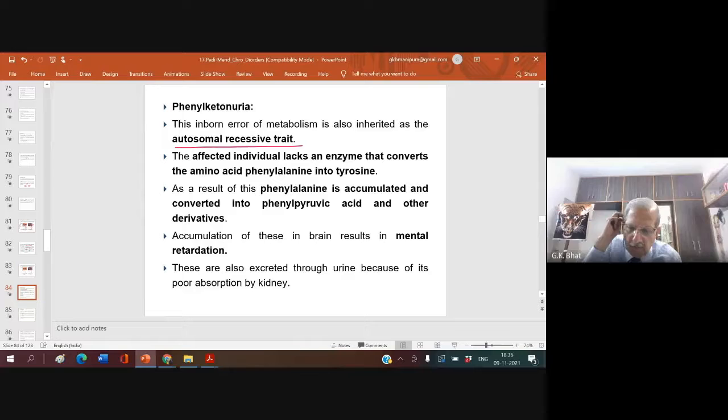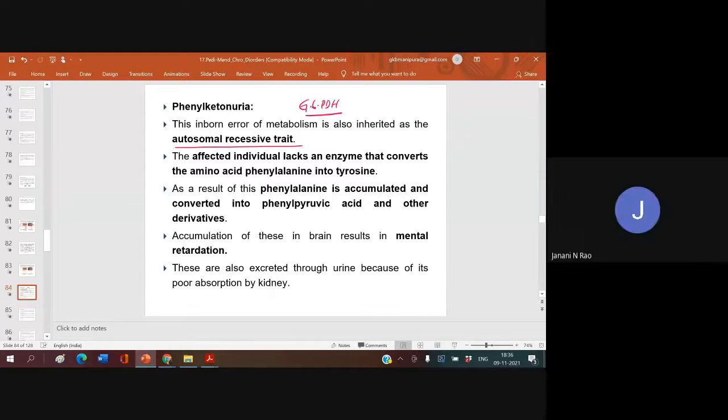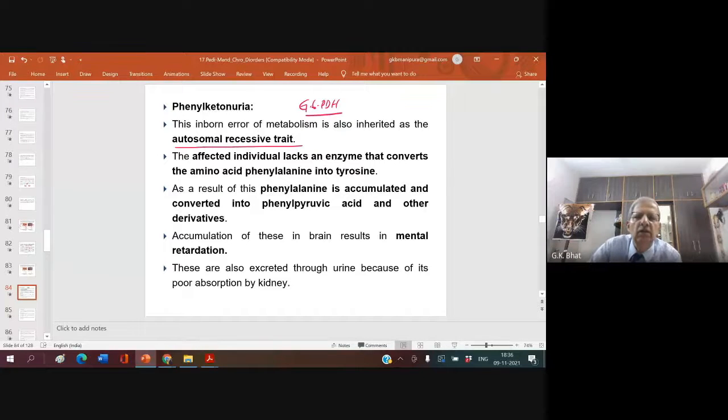Hemophilia. Color blindness. Then, one more. One more. How quickly you have forgotten? G6PD deficiency. Understood? Oh my goodness. Have you not taken a screenshot of that? Janani, yes, sir. What are you doing?